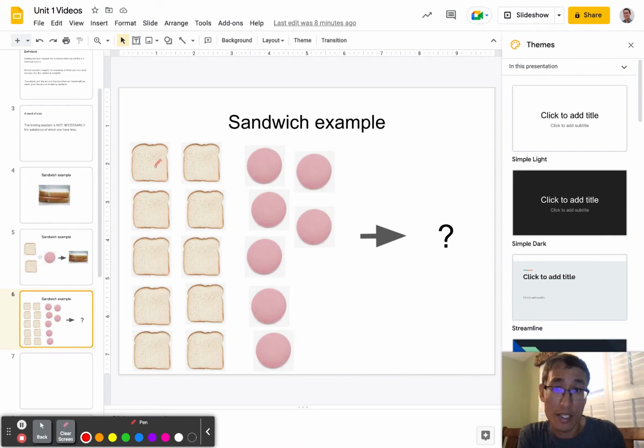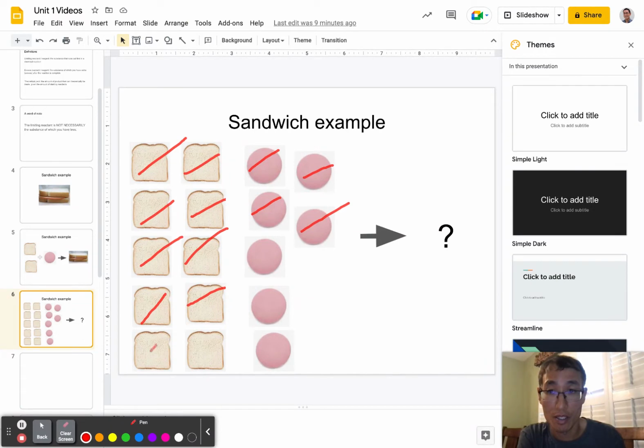So let's say I take two pieces of bread and one piece of bologna. Well, that's one sandwich. And another two pieces of bread and a bologna. Another two pieces of bread, bologna. Bread, bologna, bread, bologna. Well, which one did I run out of first? I have bologna left over and I ran out of bread.